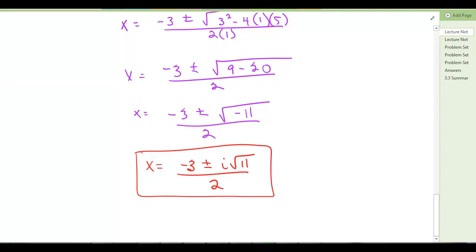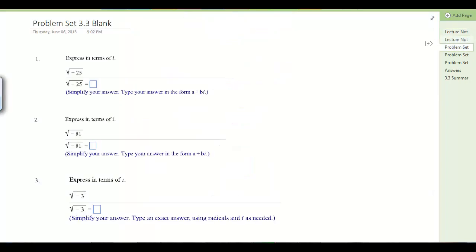Let's practice. A lot of these problems will go really quickly because they're not bad, or you're using the calculator, and they should be pretty quick. So if you have a perfect square and it has a negative inside the radical, you think about what's the square root of 25? It is 5, so we're going to have 5i. That's all that would be.